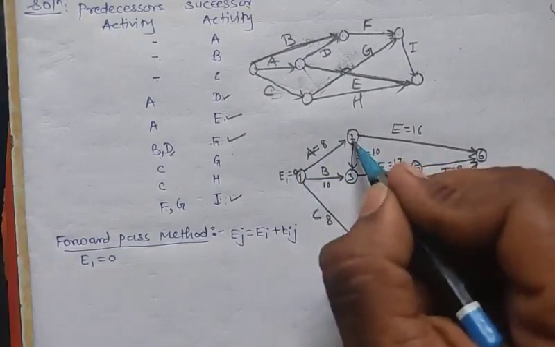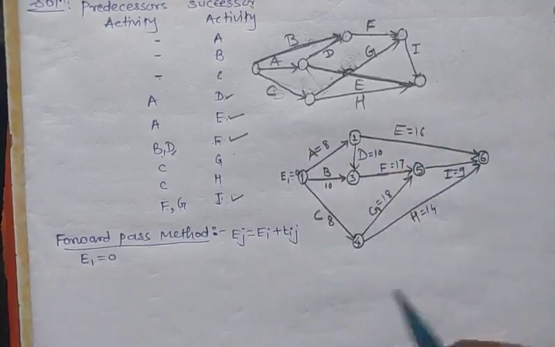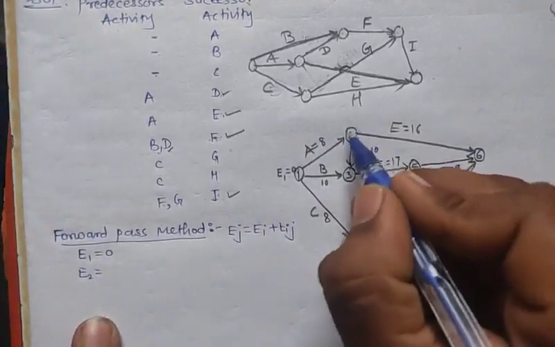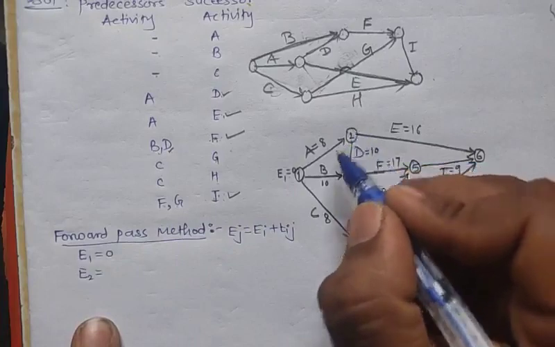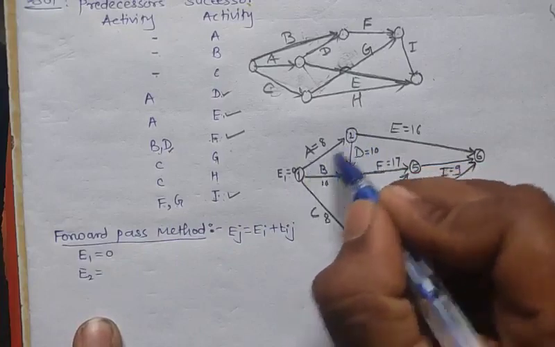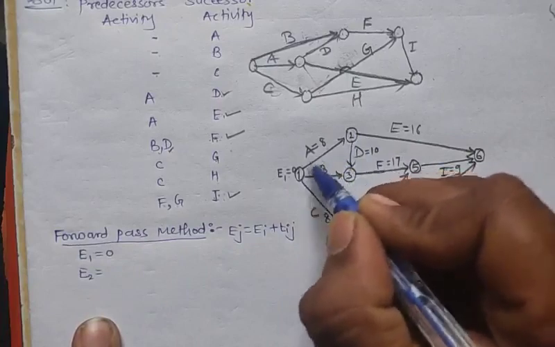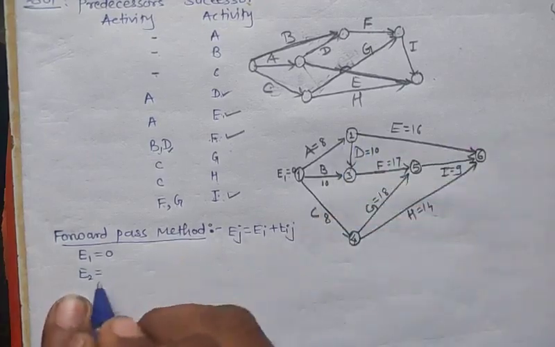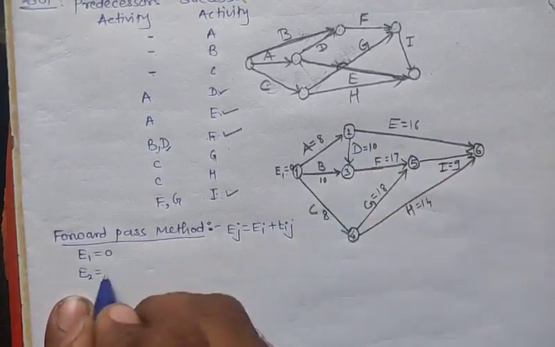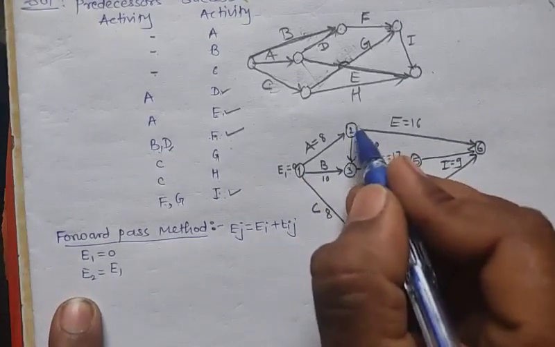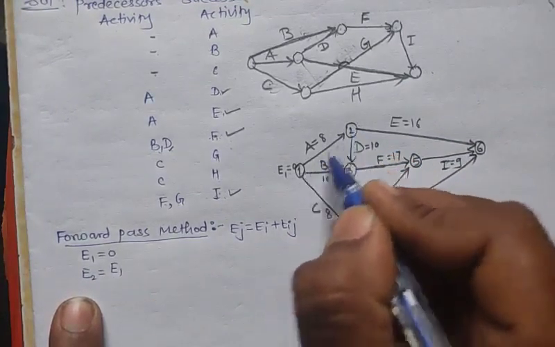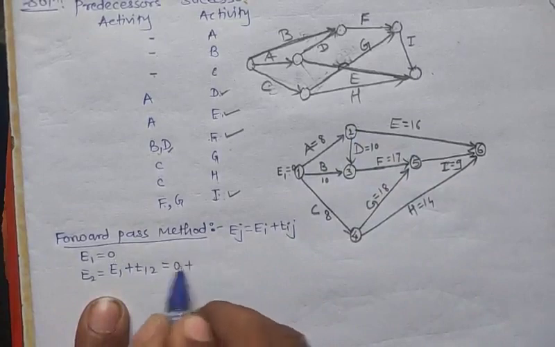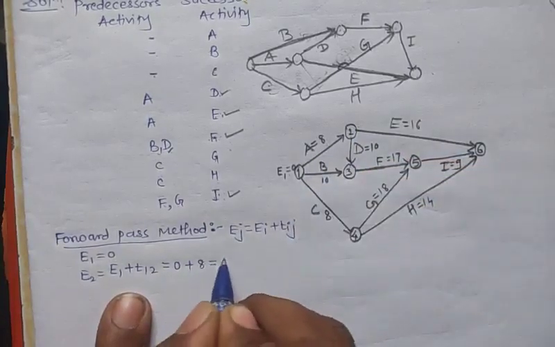So E1 goes to E2, right? Now next calculate E2. How to calculate? For the E2 event we have an activity which comes from E1, right? So this is the arrow which goes to the second event. So E2 is equal to E1 plus T12, which is 0 plus the time interval 8, which is equal to 8.